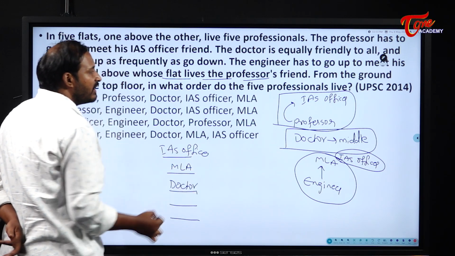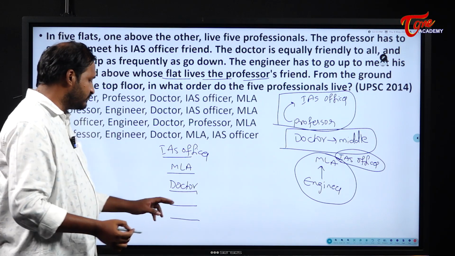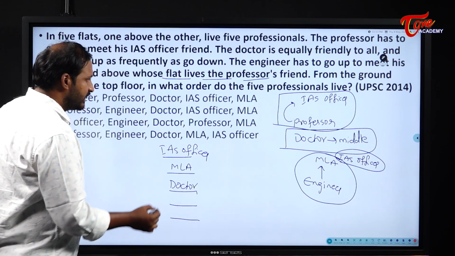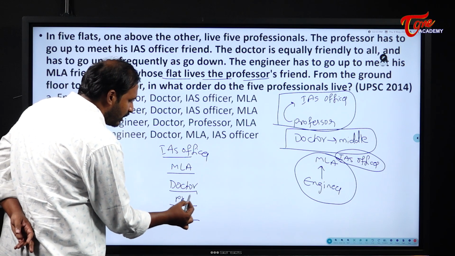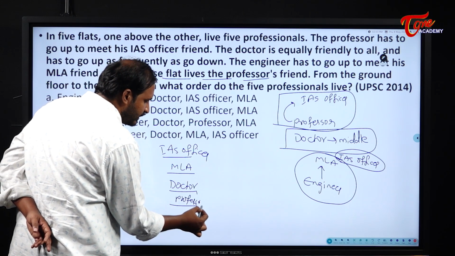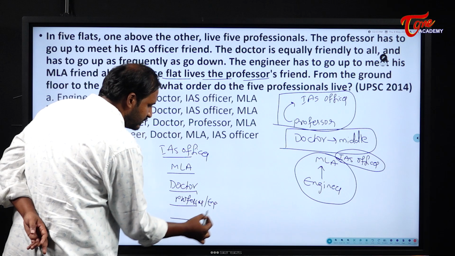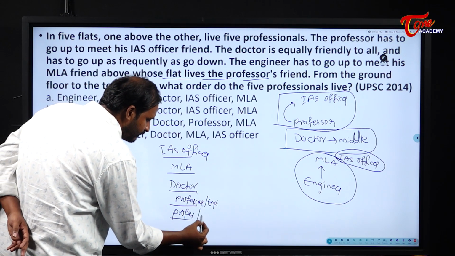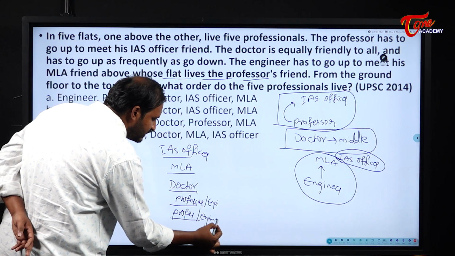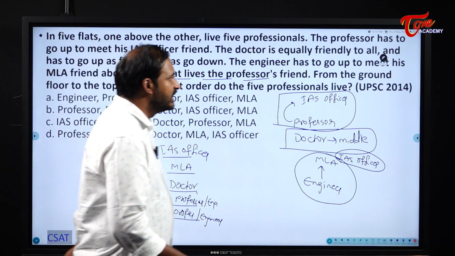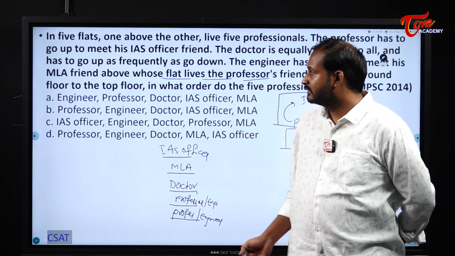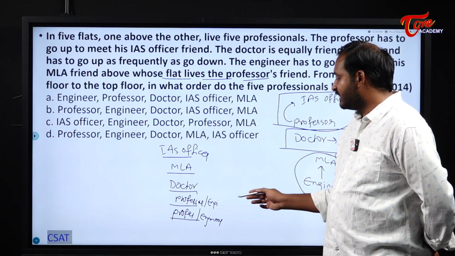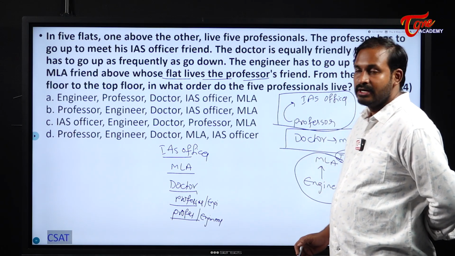Now we don't have an exact reason which one we need to put at the down floor. It can be professor or engineer. Anyone can occupy this position. We cannot say exactly. And similarly here also, professor or engineer. We cannot say exactly who is living here, because they didn't mention any data regarding the professor and engineer's position.